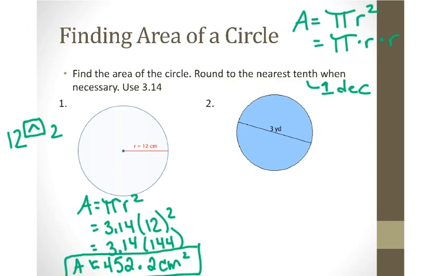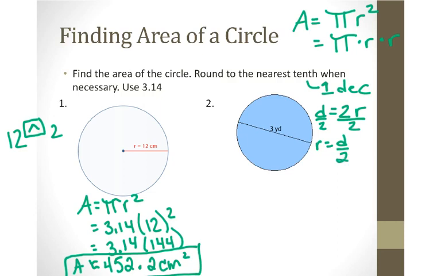Okay, so for number 2, I notice I have a diameter. Now, in my area formula, I just need the radius. Remember, diameter is equal to 2 times the radius. So if I'm trying to figure out what one radius is, let's solve this simple equation for radius. I would divide both sides by 2, so radius is equal to diameter divided by 2.